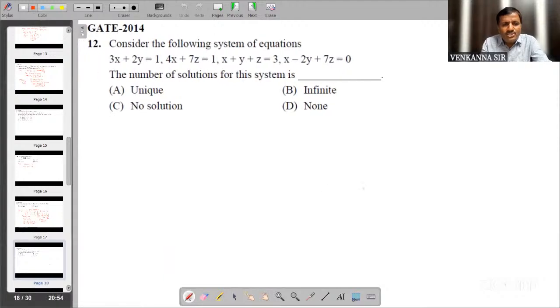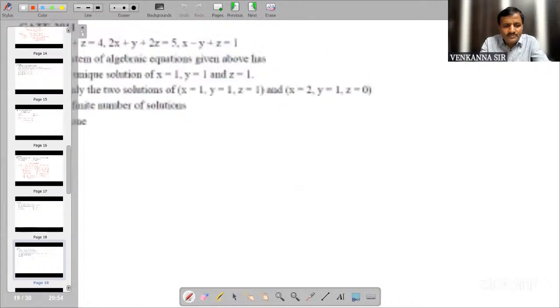This question all of you try later. 4 equations are there in terms of the 3 variables. This question is a 2014 previous GATE question. You can try yourself, you'll get the answer.